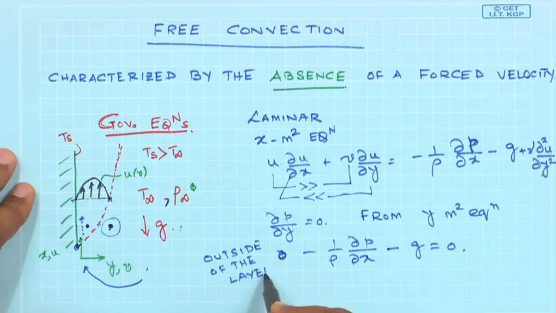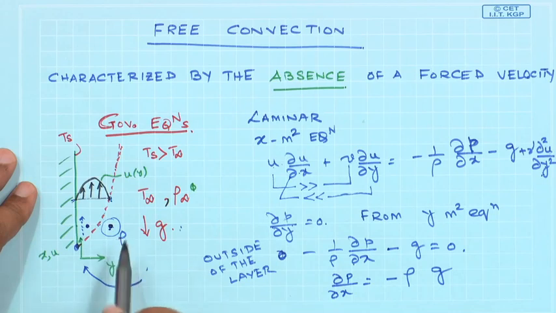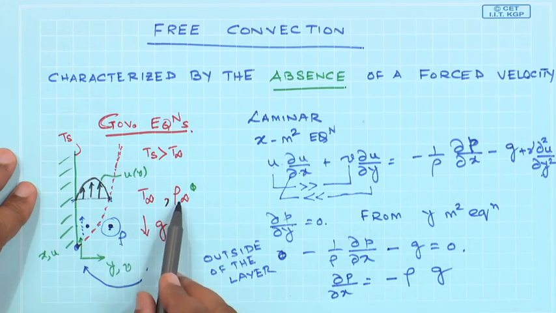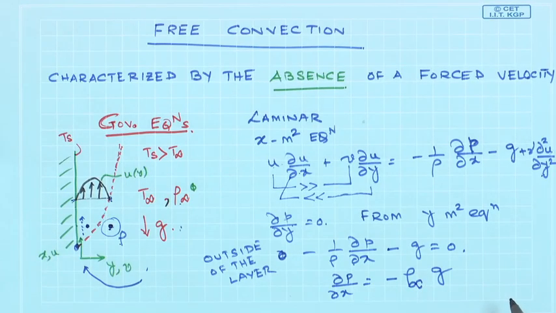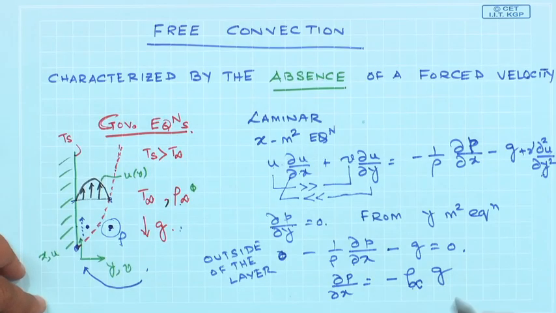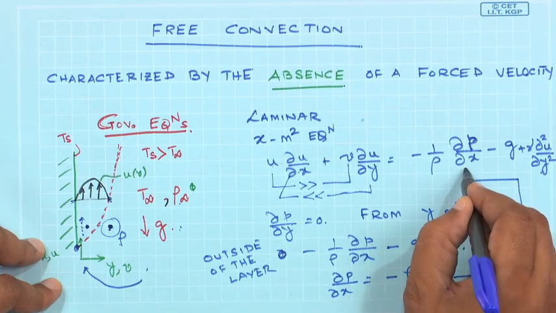So, ∂p/∂x would be equal to minus rho times g, and the rho refers to the rho over here. So, the rho is essentially rho at infinity. So, this is what we would get for the pressure gradient in the x direction. Therefore, ∂p/∂x would be equal to minus rho infinity times g. So, it is straightforward. Now, I am going to put this back in here.